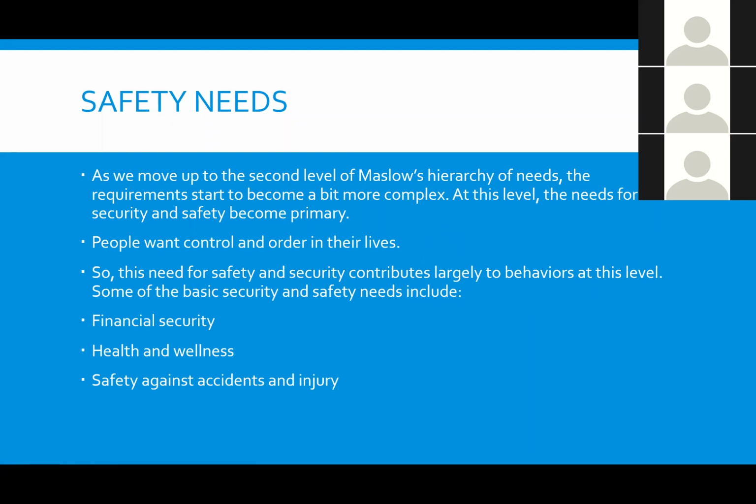Safety needs. As we move up to the second level of Maslow's hierarchy of needs, the requirements start to become a bit more complex. At this level, the needs for security and safety become primary. Every human being has what we call the survival instinct. We have the need to be safe, the need to be secure. So people want control and order in their lives.